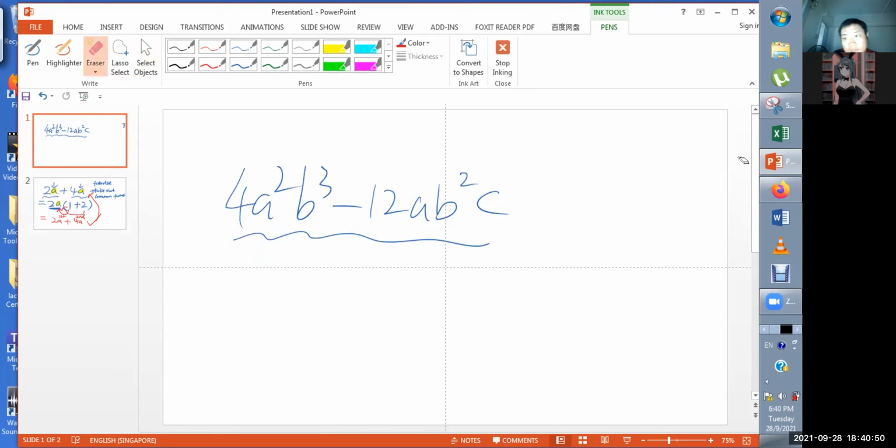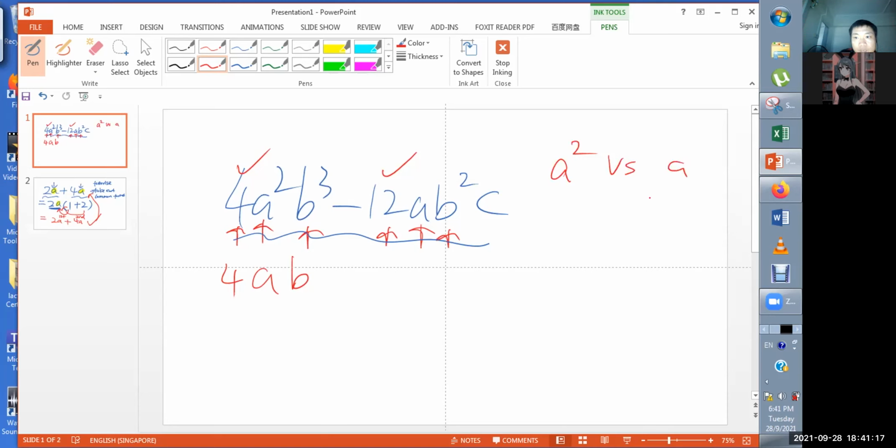What is common? I see an A, I see a B, I see also a B. Anything else? Yes, I also see a 4. Am I right or not? Good. Now 4 is common, done. A to the power of 2 versus A, which one is smaller? A is smaller, so I take A.